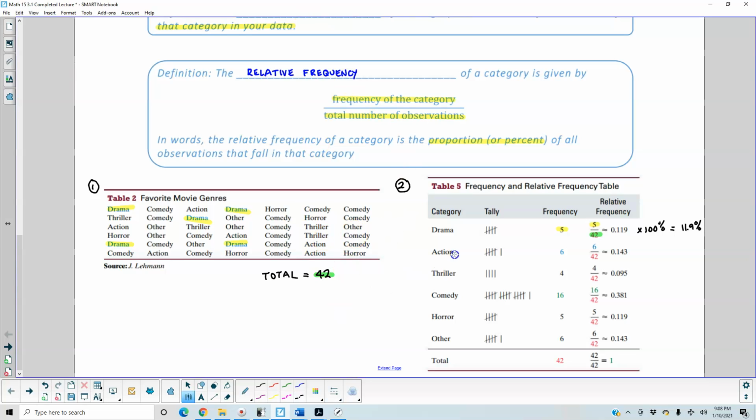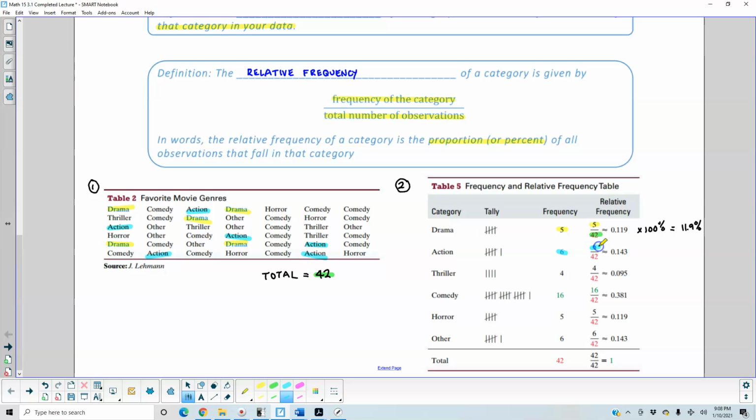And likewise, if we wanted to find the frequency for action, then we'd come over here and count up all the ones that are listed as action. So let's go ahead and do one more there. For action, we have 1, 2, 3, 4, 5, and 6. So here we have 6.